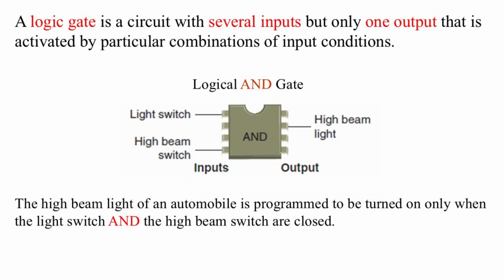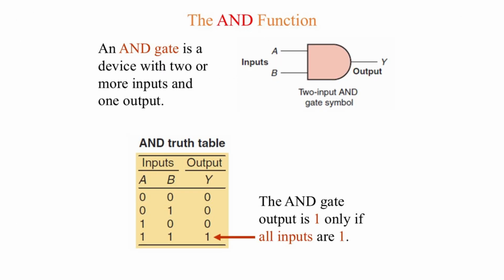For example, think about an automobile high beam light. It only comes on if both the main light switch and the high beam switch are closed. That's an AND condition. Both inputs must be true for the output to activate. Let's first take a look at the AND gate.